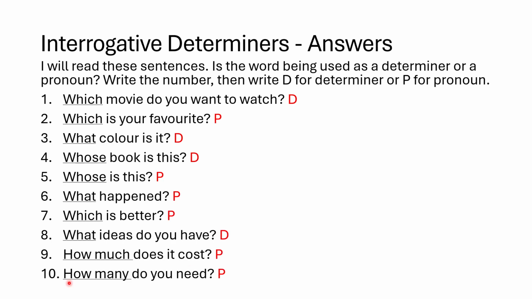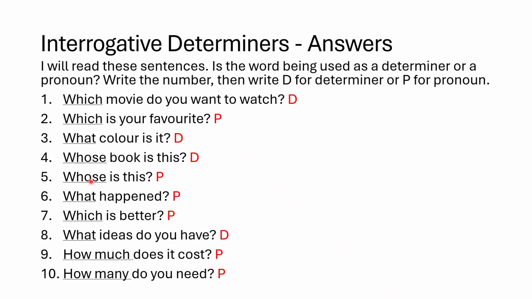Check your answers. 1. Which movie do you want to watch? Which is being used as a determiner. 2. Which is your favourite? Which is being used as a pronoun. 3. What colour is it? What is being used as a determiner. 4. Whose book is this? Whose is being used as a determiner.